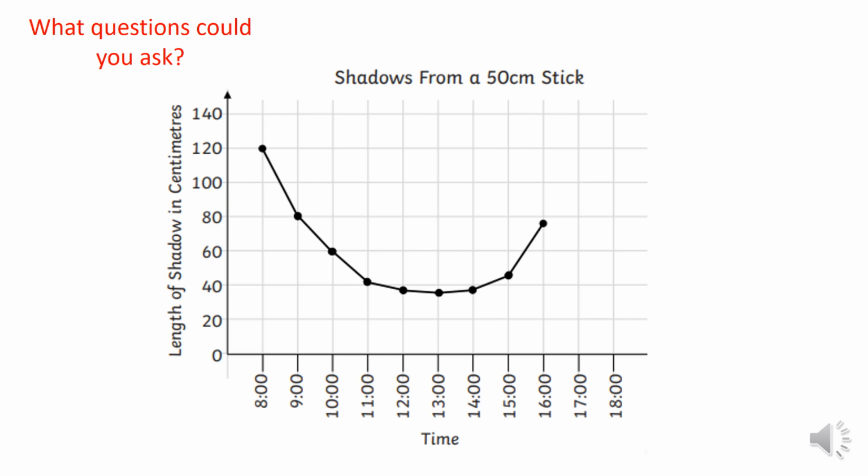Looking at a different graph then, this was the shadows from a 50 centimetre stick. We already worked out that it was going up in 20s along here, and the time was every hour. So, what questions could you ask about this graph? Write some down, take a pause in the video, and we'll go through some together in a minute.